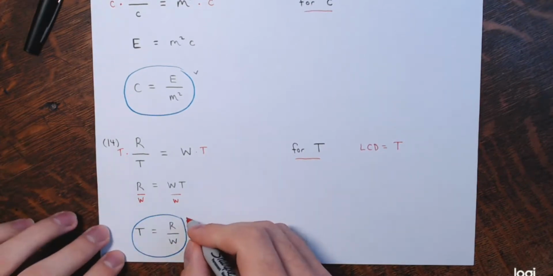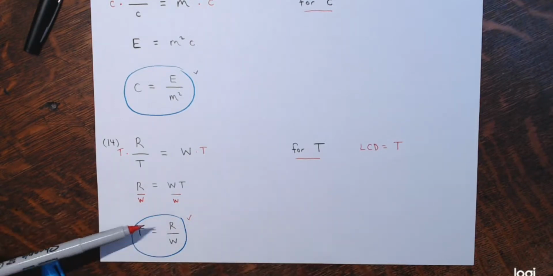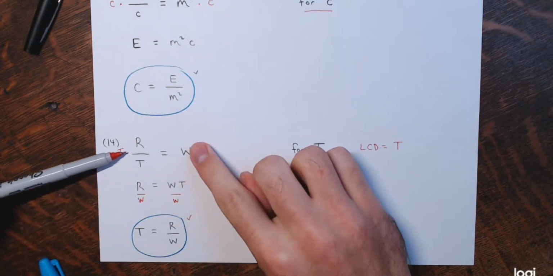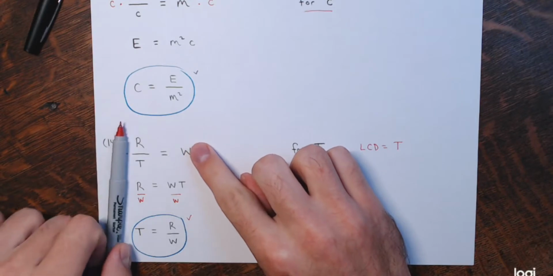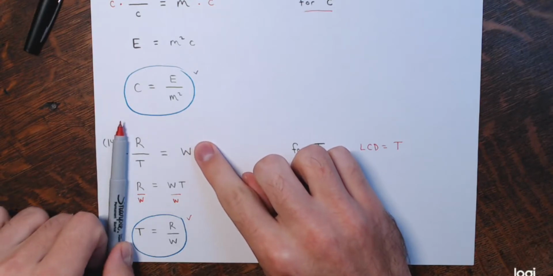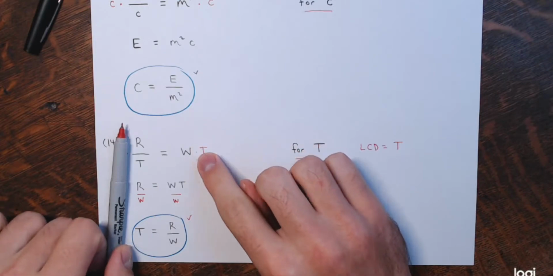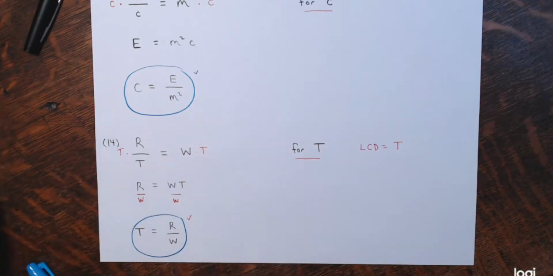And don't forget to check. Go back to the original equation, the way it originally looked, and replace t with r over w, and you'll end up with w equals w. It will make it true.